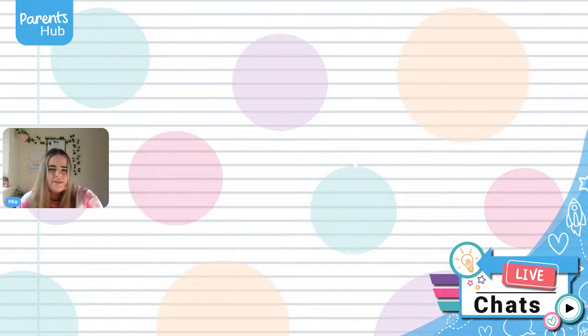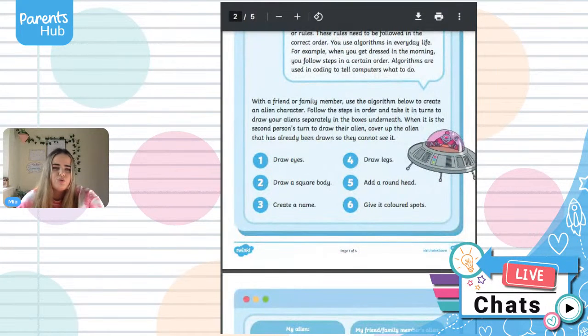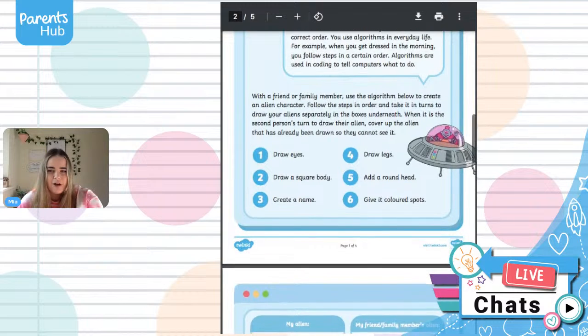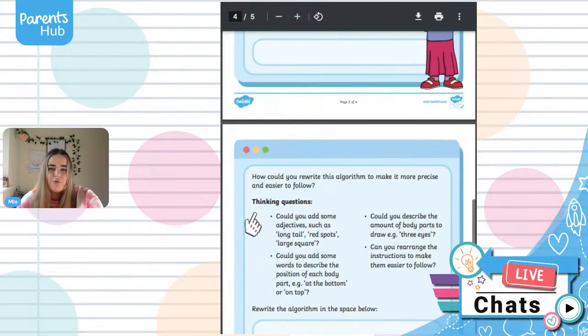It's screen free, so there is even an example like draw eyes, draw a square body, create a name, and your child can have a go at that and then give it to you, for you to see how well they have written their own set of instructions, because you will be able to follow it. Or if you get a little bit tripped up on something, you could say, oh, how can you write that so it's easier to follow, to see if you can improve their writing skills for algorithms.